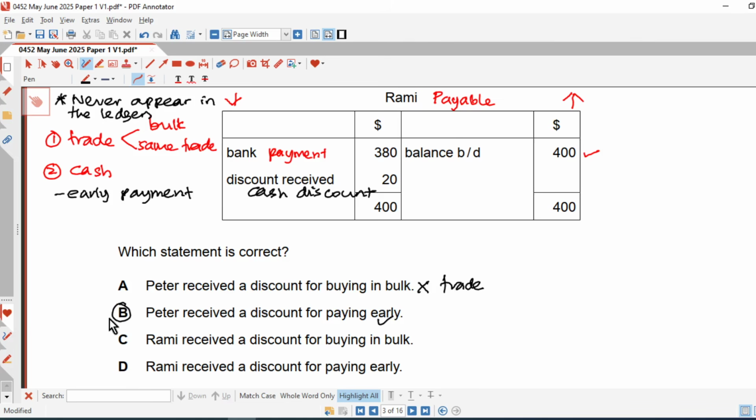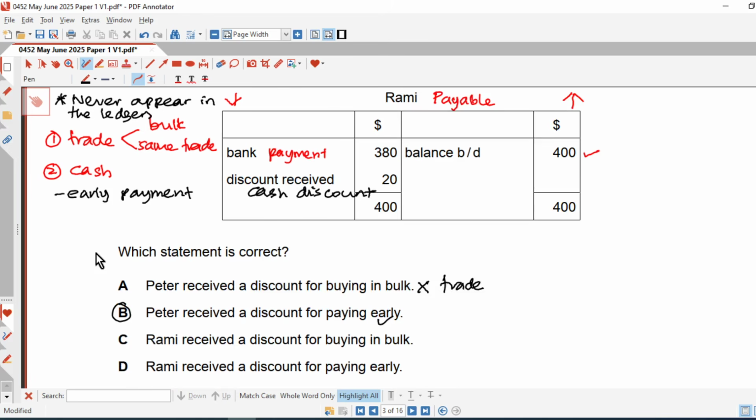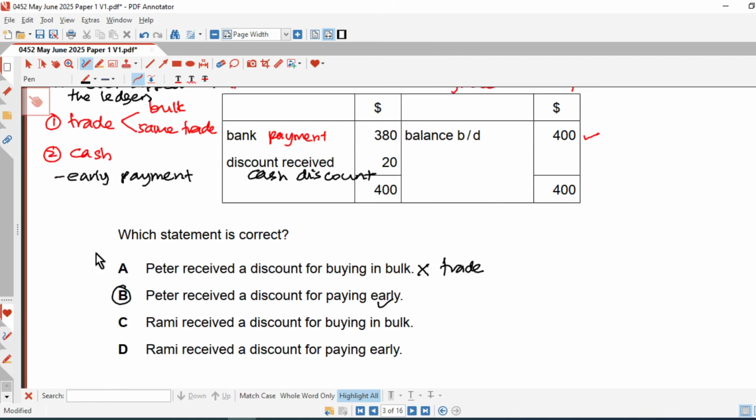Steve Harvey would agree. Rami received a discount. No, we are not Rami, right? We are Peter. We are dealing with Rami. So Rami doesn't receive any discount. Rami is the one giving the discount.